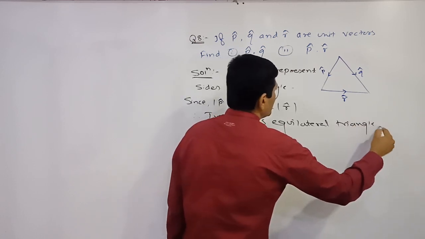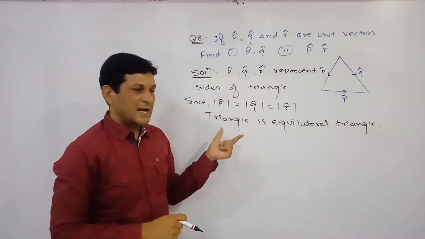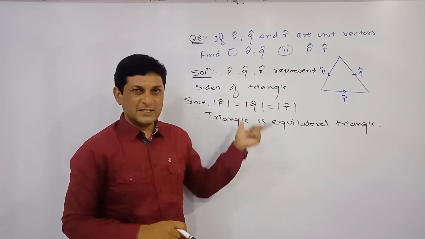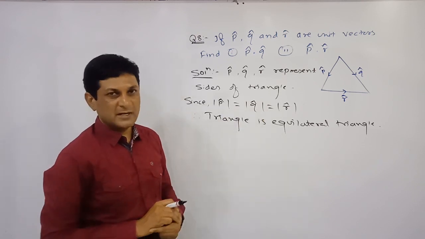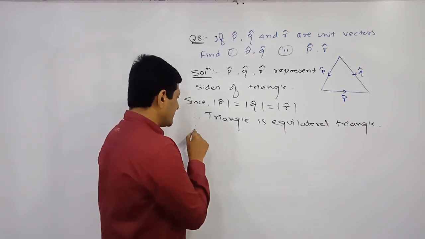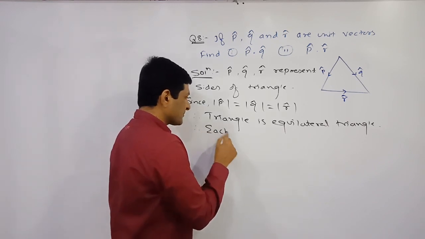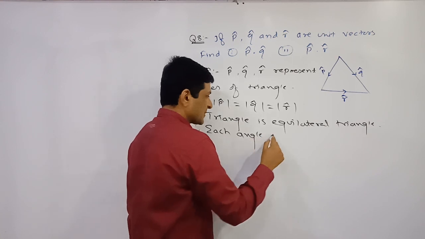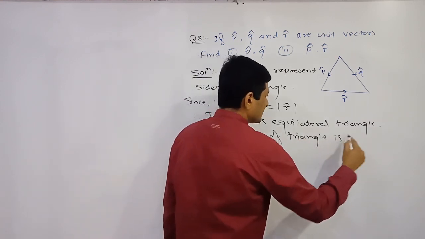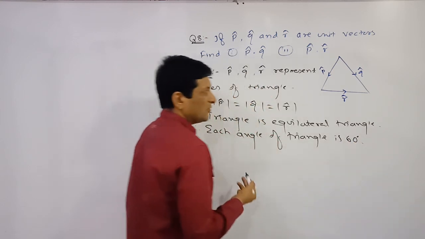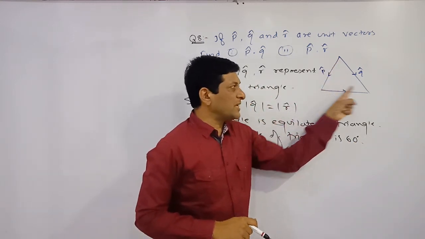So we have proved that the triangle is equilateral, since the lengths of all three sides are equal. And since the triangle is equilateral, each angle is of what? 60 degrees. So therefore each angle of the triangle is 60 degrees. Now we have got the values of each angle of the triangle.